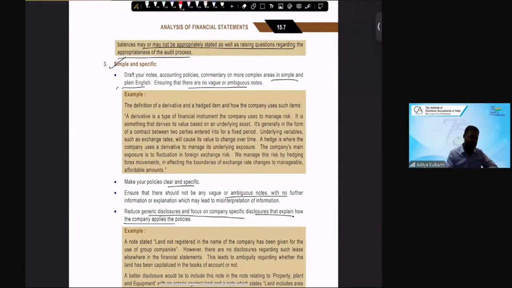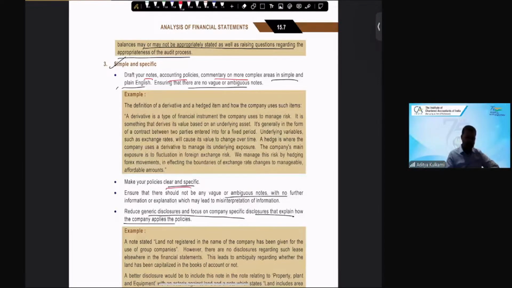Simple and specific. Draft your notes, accounting policies, commentary on more complex areas in simple and plain English. English you can put in plain. But the problem is that the standards themselves are complicated. So how are you going to do that in plain English? At the most, what we do is we take whatever are the policies that we follow and we put that in our financial statements. Okay, try to keep it as simple as possible.